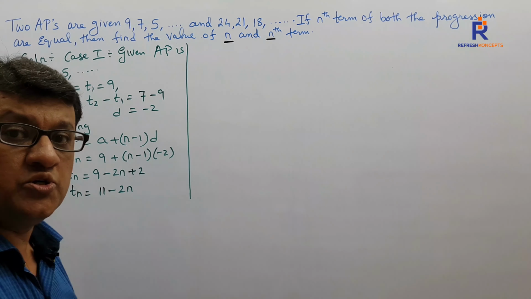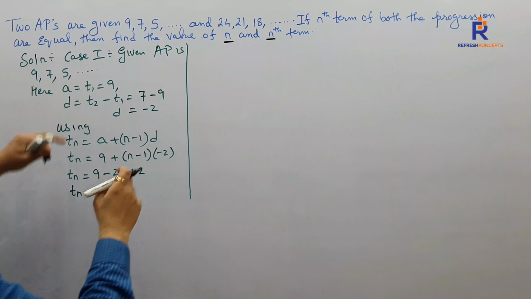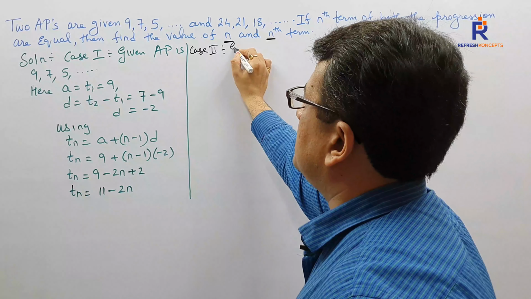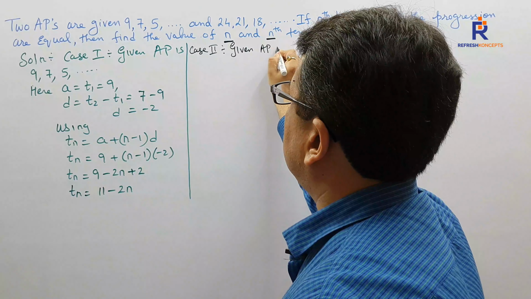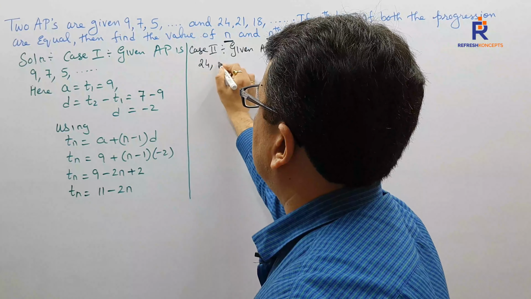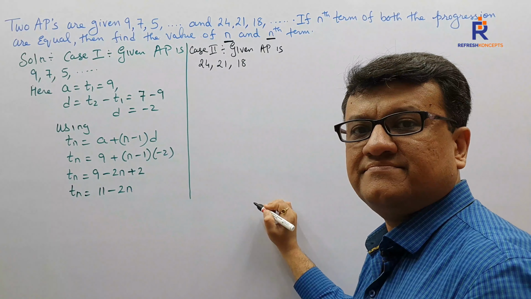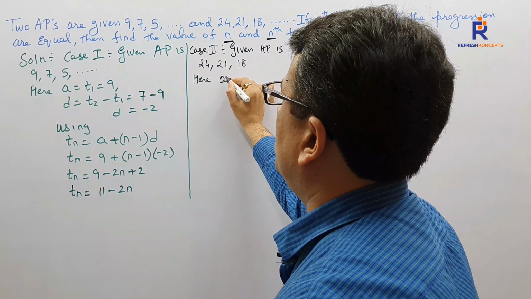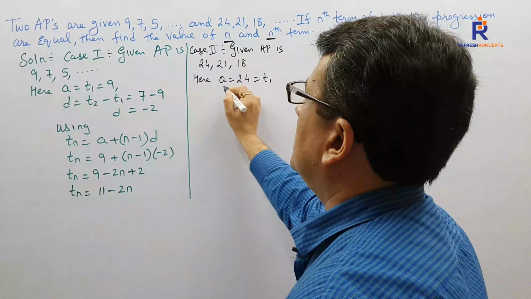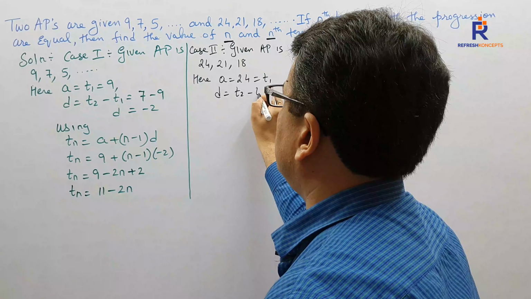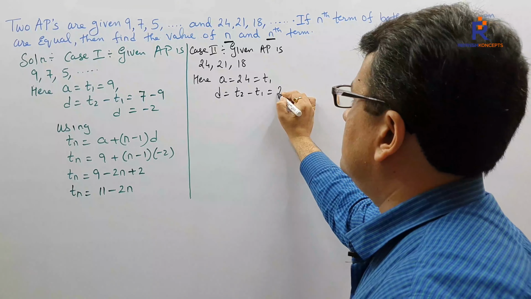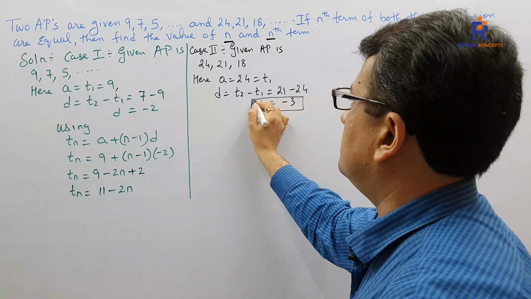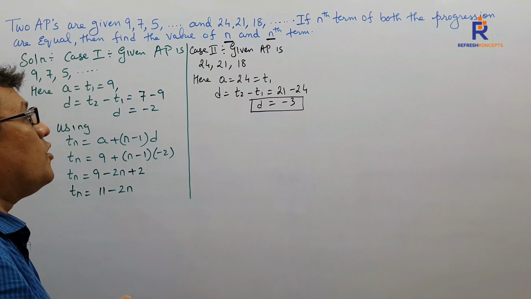Let's proceed with case 2. What is case 2 trying to say? Given AP is 24, 21, 18, ... On the same lines, A equals 24, which is also T1. D equals T2 minus T1, which is 21 minus 24. Here also D turns out to be negative. D is minus 3.